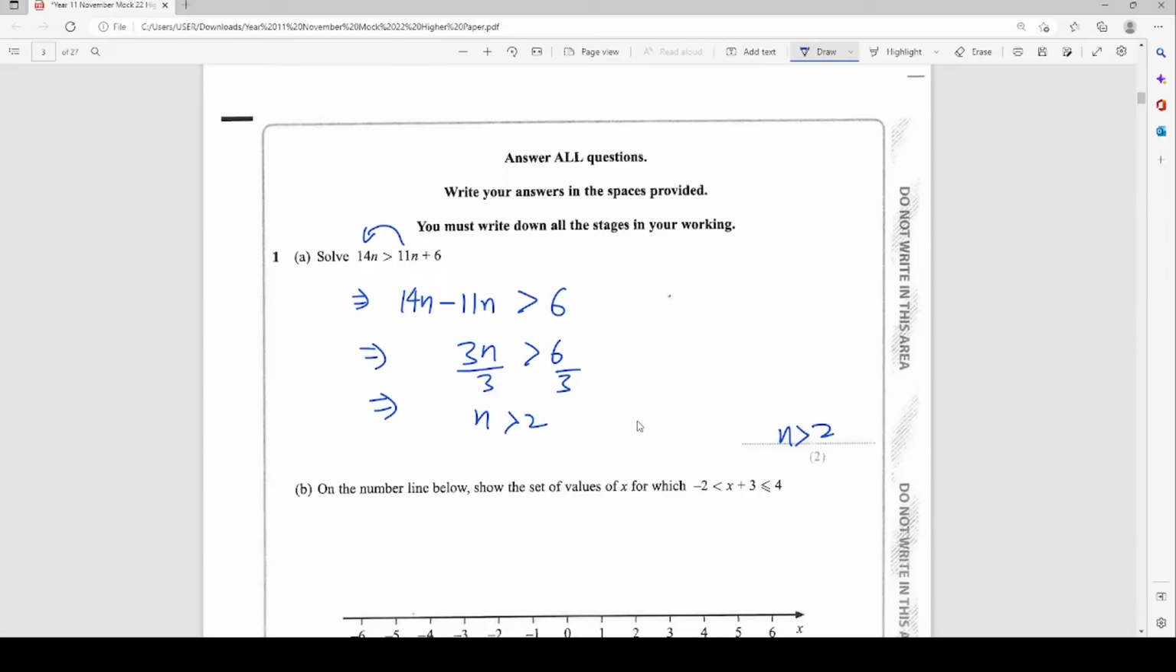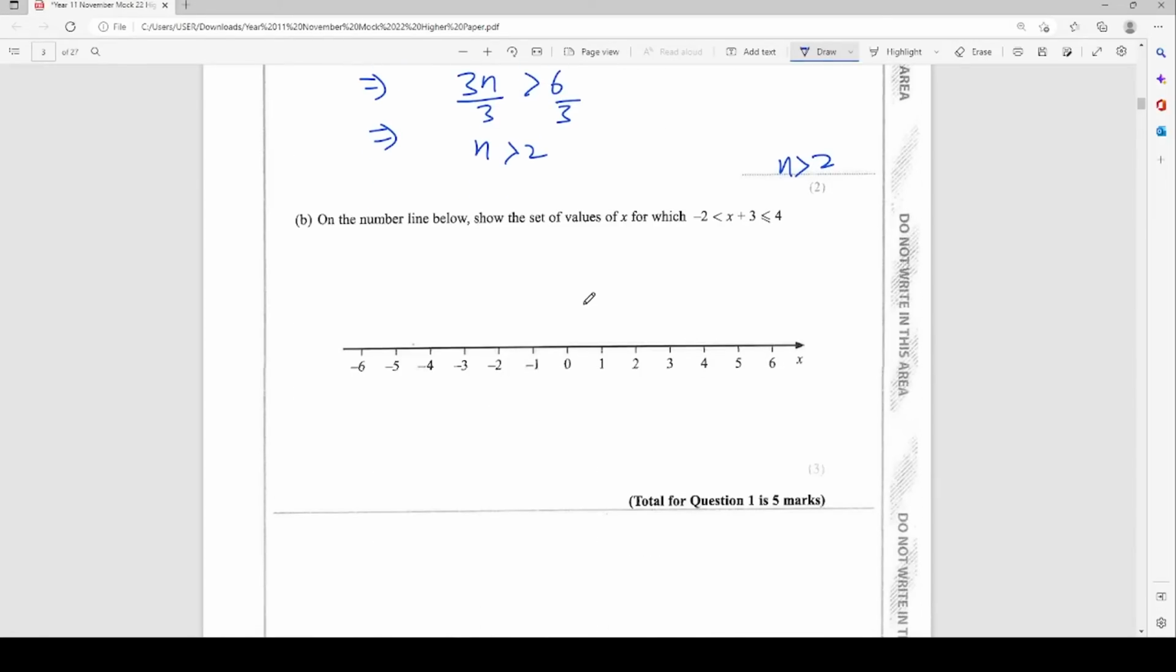Now, an important thing that I would like to mention here: if I had a negative number, let's say instead of having 3n, if I have got negative 3n, and if I was dividing both sides by a negative number, I have to change this inequality sign. So that's a very important thing. Whenever you are multiplying or dividing by a negative number, the inequality changes. So remember that.